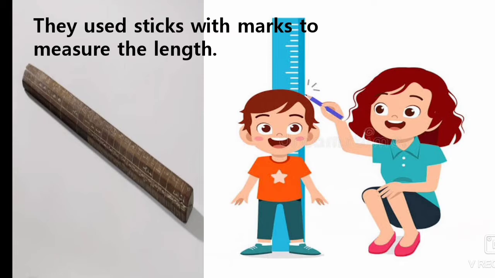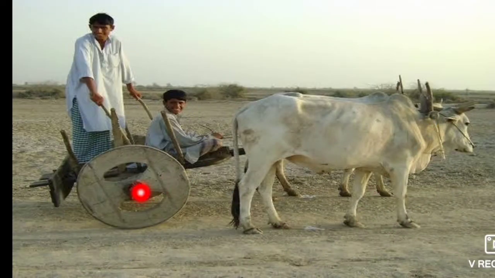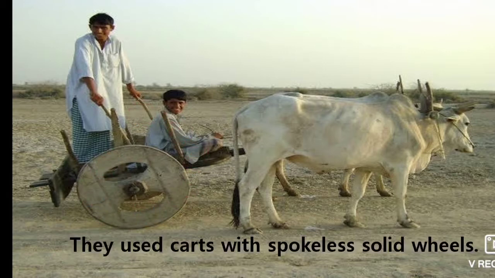Next is transport. The Indus people used carts with spokeless wheels. Nowadays we use different types of spoked wheels, but in the ancient period they used spokeless solid wheels.